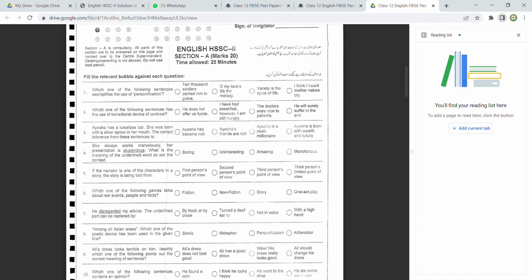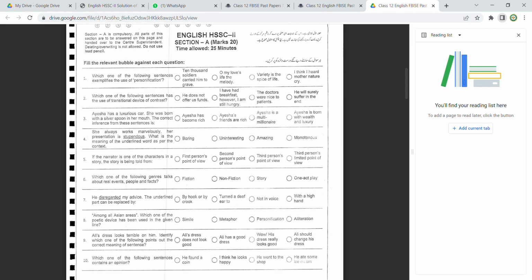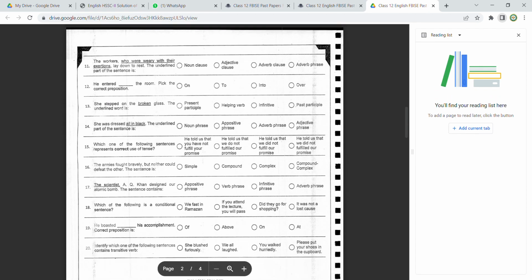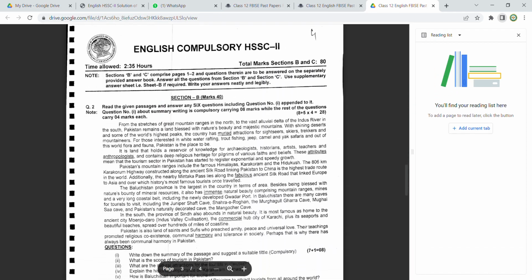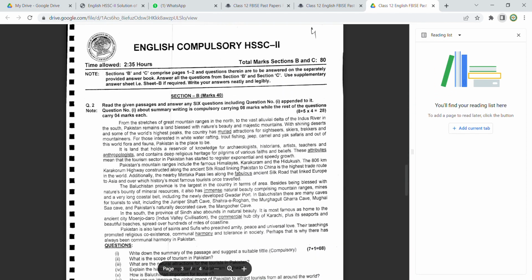So here are the 20 MCQs given below, carrying 1 mark each. And at the bottom of the paper, you also have to put your roll number. Coming to the subjective part of the paper, your section B, question number 2. It is basically a comprehension passage.